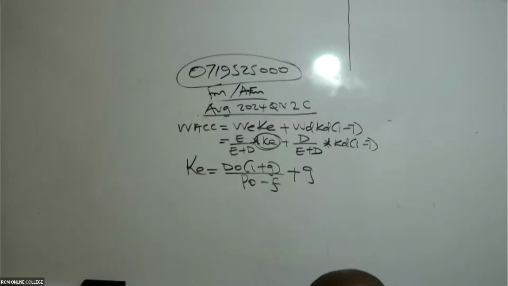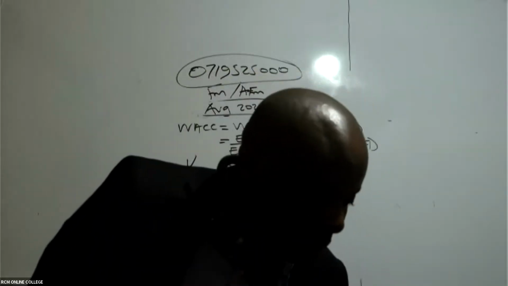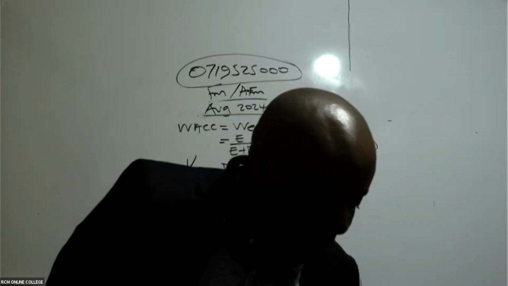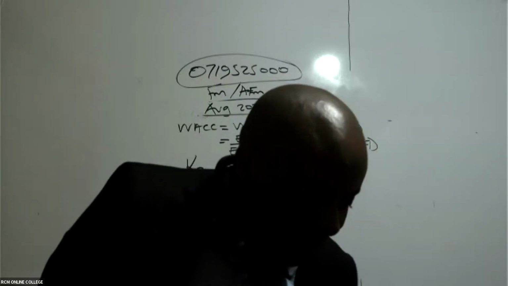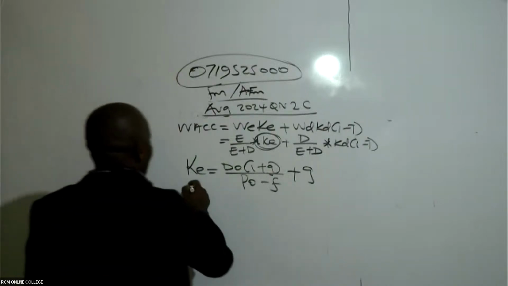So we have our KE. We're trying to discuss this great question here. KE is cost of equity. D0 is current dividend per share. Please write this in full. That's D0. D0 is current dividend per share.